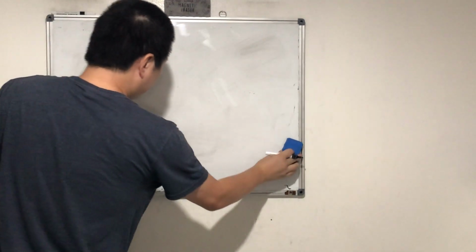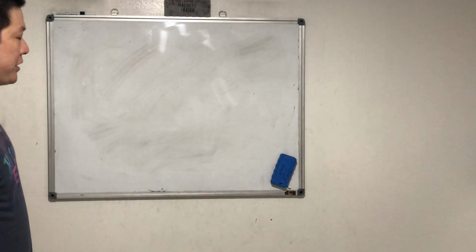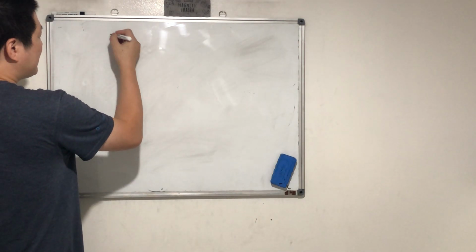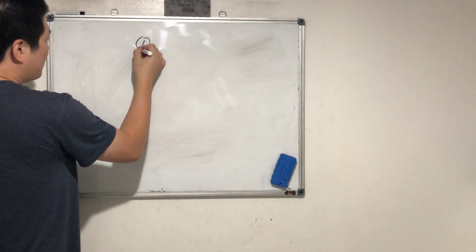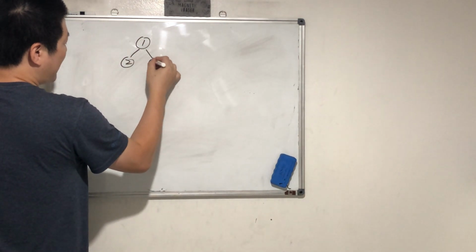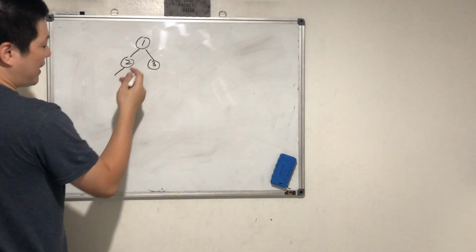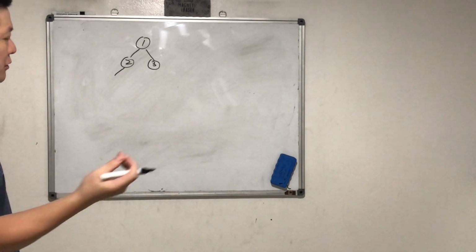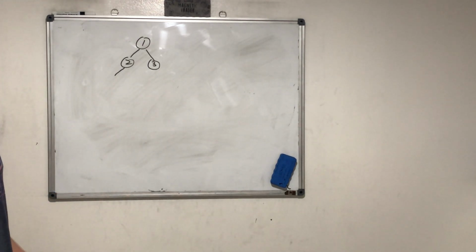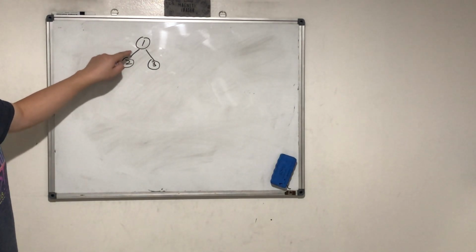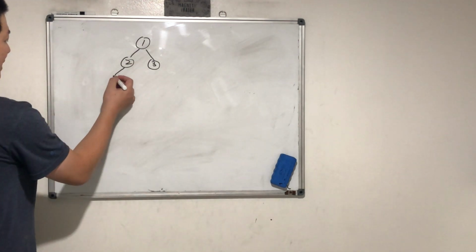So let's review the binary tree first. A binary tree has two kids. Each node can have at most two kids and only one root. The root has no parents, and each other node has only one parent. Okay, got it?